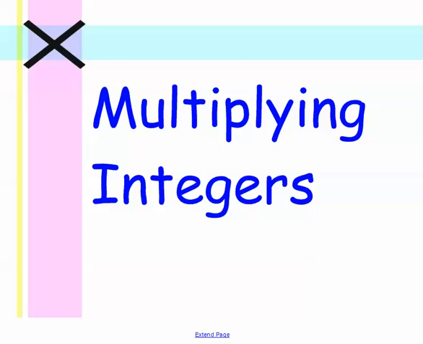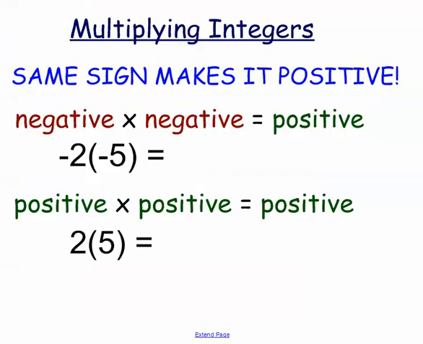When our signs are the same, it's going to equal a positive product. Remember, a product is an answer to a multiplication question. So if I have a negative times a negative, that's going to end up equaling a positive. That's very different from adding and subtracting, so make sure you keep that straight. When I multiply two negative numbers, that actually ends up making a positive. It's like the two negatives cancel each other out.